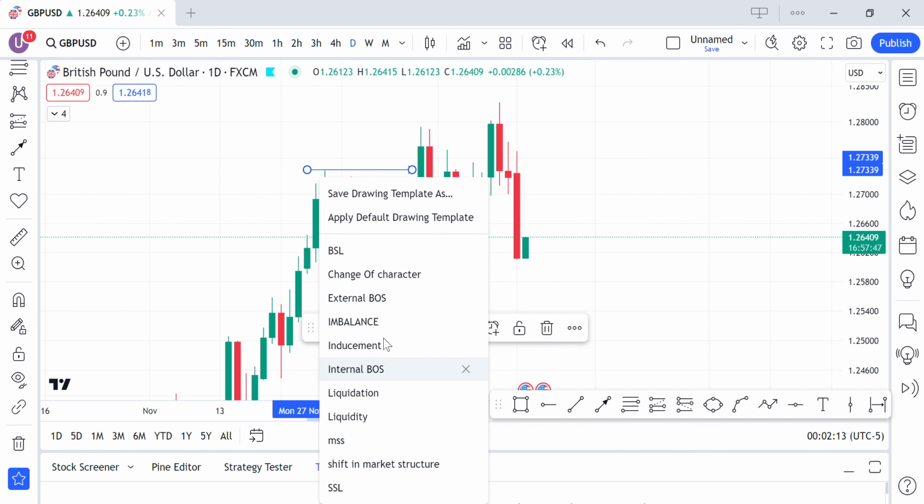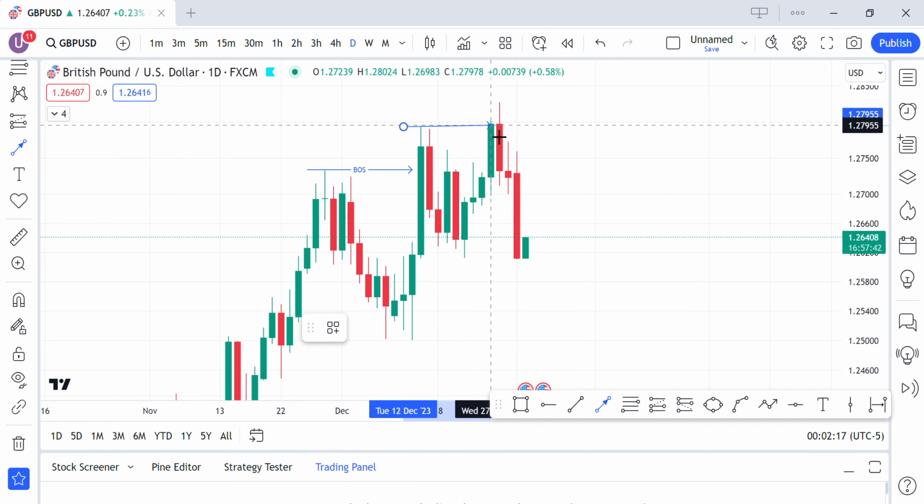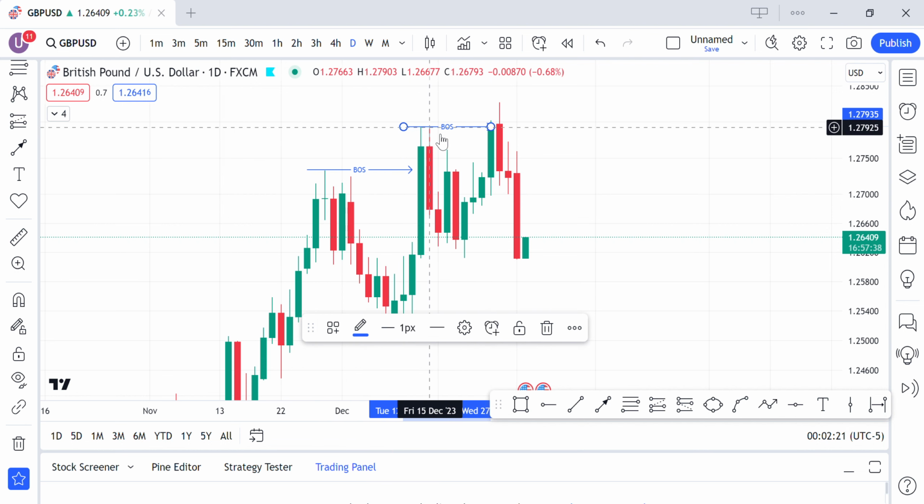I look for the break of structure first. There was a structural break there. But what I do is I count the candles after the retracement. This candle did not close above this one. Can you see it? So I count 1, 2, 3 before it started moving up.